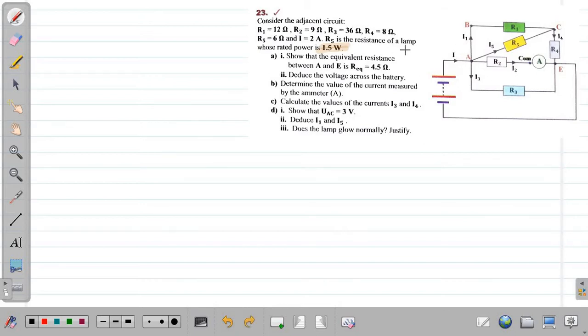R5 is the resistance of a lamp whose rated power is 1.5 watt. فإذا هذا rated power للlamp. When the lamp works normally, it will consume 1.5 watt. Anyway, question A. Show that the equivalent resistance between A and E is R equivalent 4.5 ohm.